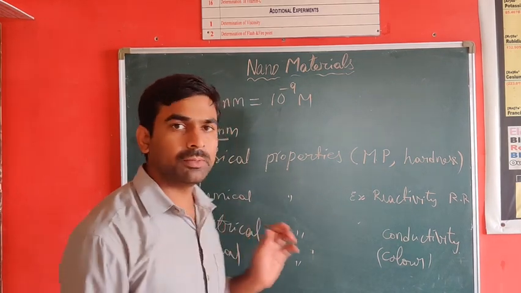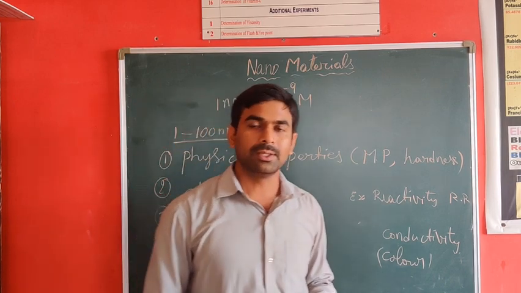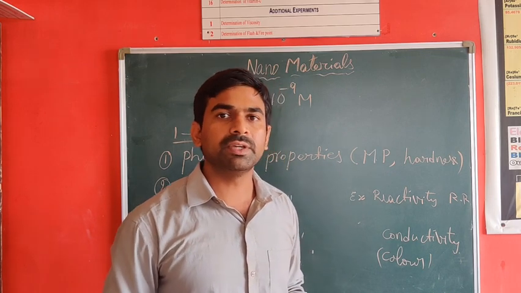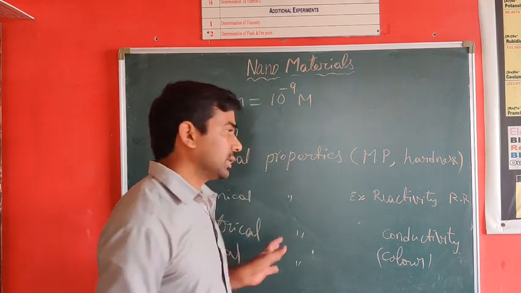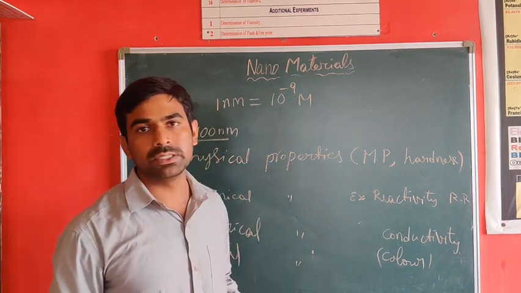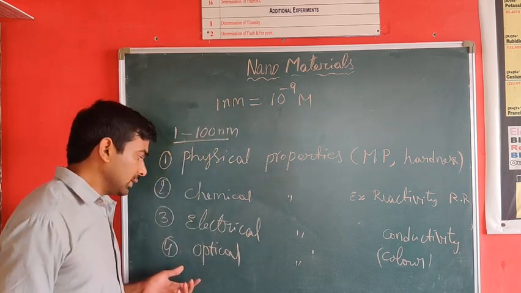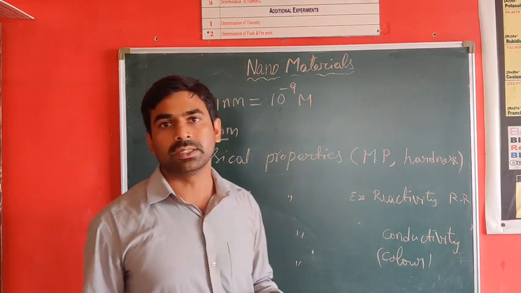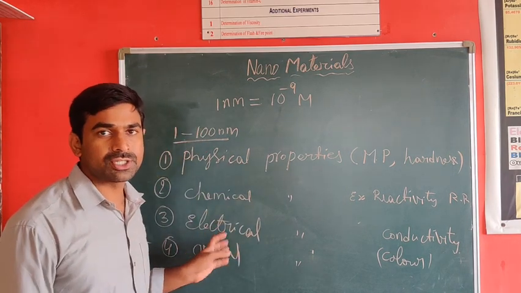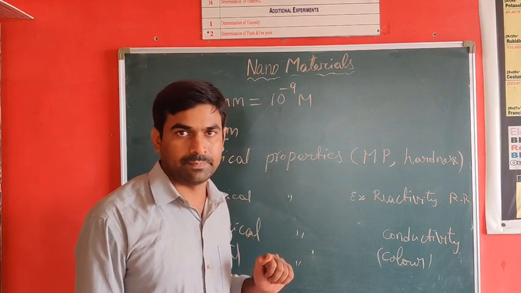When coming to optical properties, if you take bulk gold, you already know that gold is yellow in color. If we convert the bulk gold into nanoparticles, the gold nanoparticles are pink or red in color. So these are some of the properties which change when the bulk material is converted into nano-sized particles.